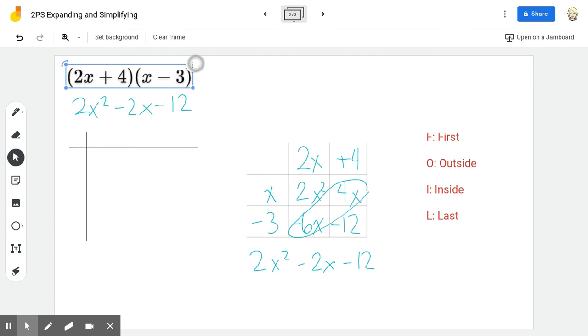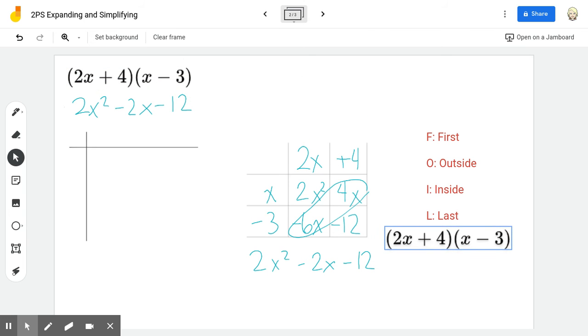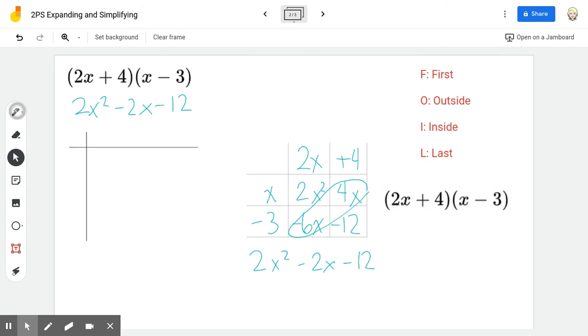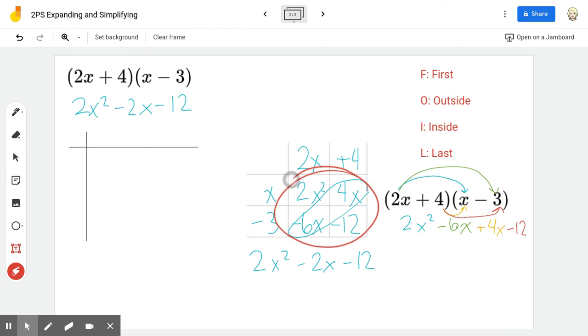And then our last method is using FOIL. So we have to multiply the first terms together. So 2x times x is 2x squared. Then we have to multiply the outside terms together. Negative 6x. Then we have to multiply the inside terms together. And finally, we multiply the last terms together. And you should notice these are exactly the same numbers we have here. And these are exactly the same things as we got when we had our algebra tiles.